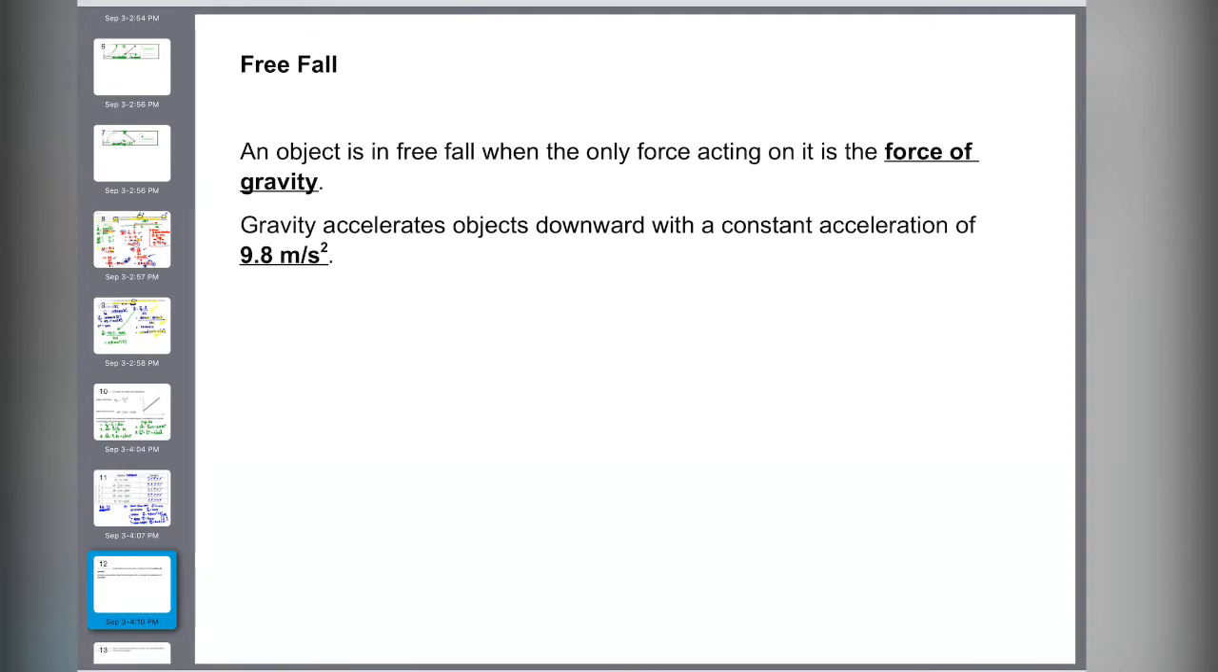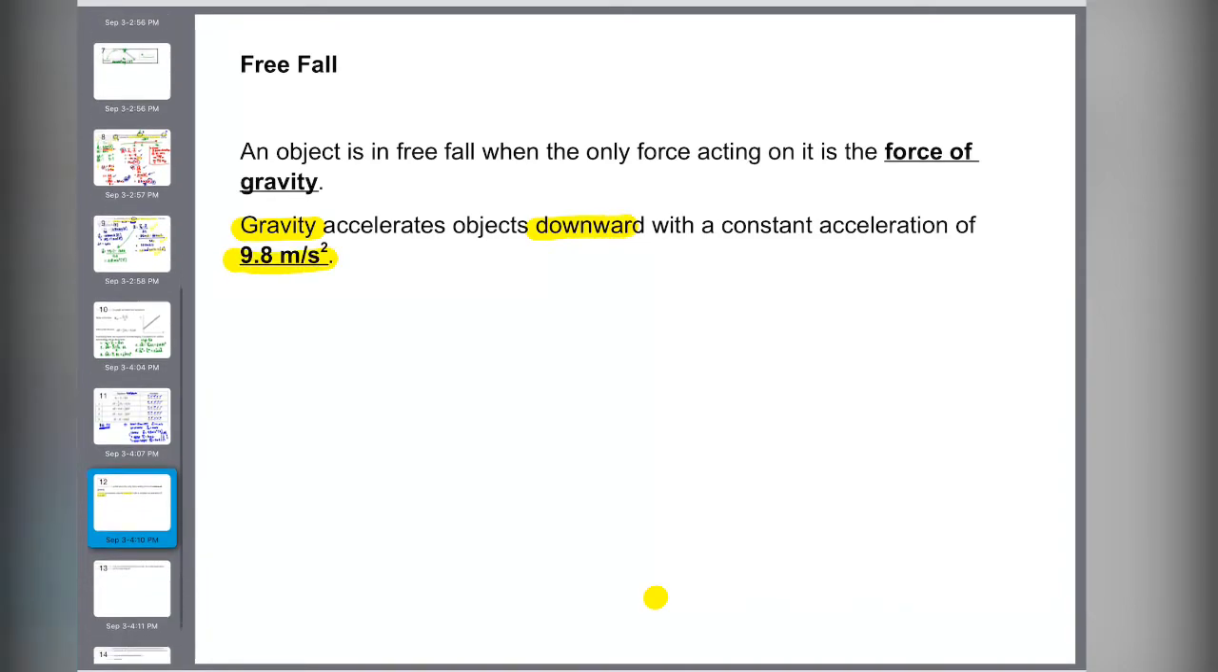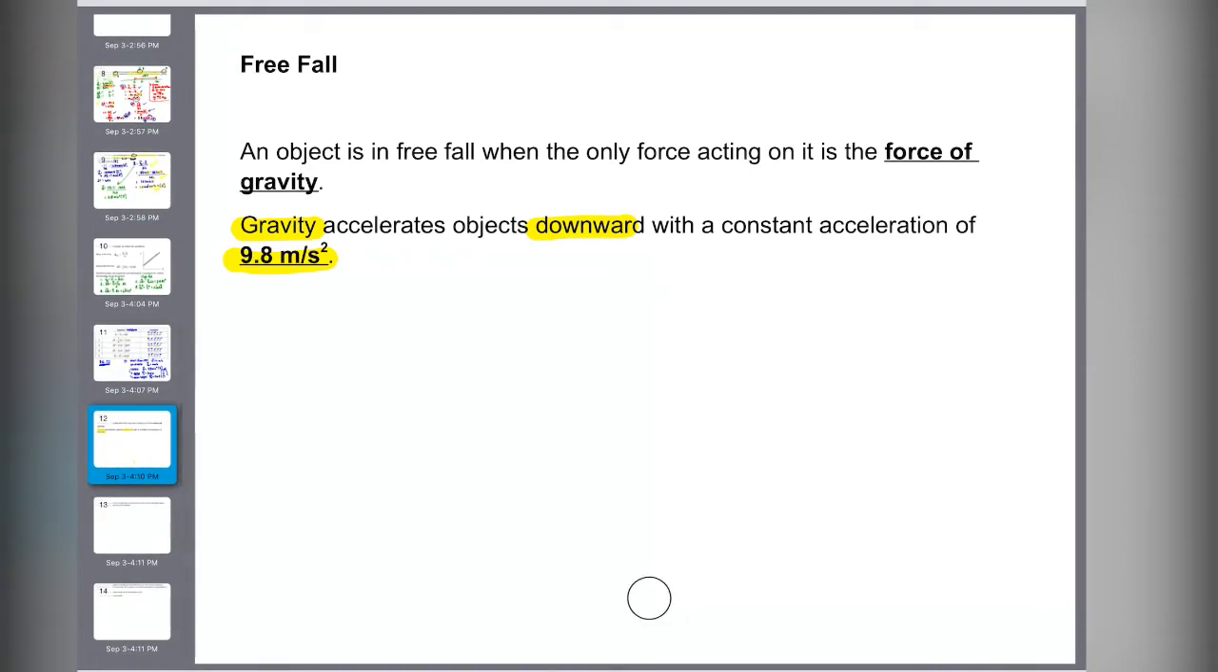Okay, so this is free fall. If you can just highlight that, you already had that written down. It is whenever the only force acting on the object is the force of gravity. Acceleration is downwards at 9.8 meters per second squared. This is an assumption that you're very close to Earth's surface, right? If you're not, there are other assumptions.